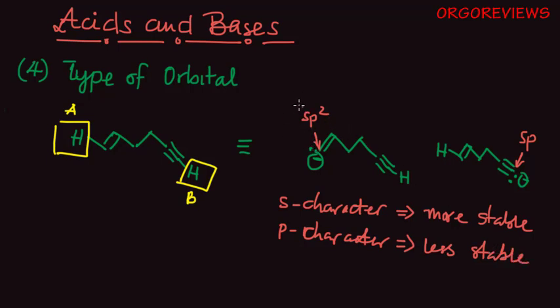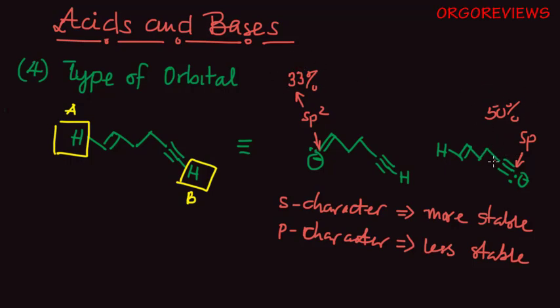So looking at these two, let's look at the percentage character of S and P in each one of them. You can clearly see that when it comes to sp2, the S character is about 33%. And when it comes to the sp orbital, the S character is about 50%. Because you have half of S and half of a P. Over here we have 1 out of 3 orbitals. So sp2 is made up of 3 orbitals and 1 out of it is made up of S. So this gives us 33%, that's 50%.